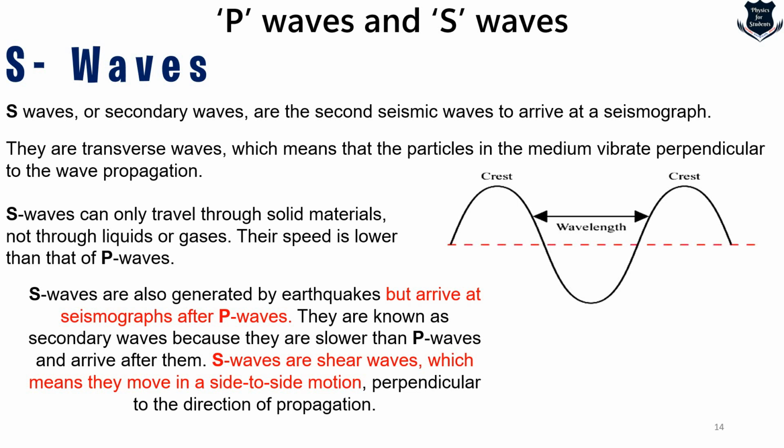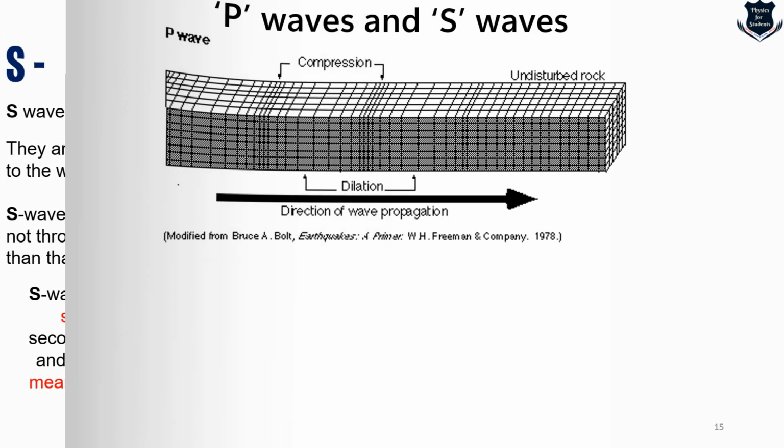They are also known as secondary waves because obviously they are slower than the primary waves. The S waves are shear waves. That means that they have a side-to-side motion perpendicular to the direction of propagation, and this is the mathematical equation which shows the S waves.